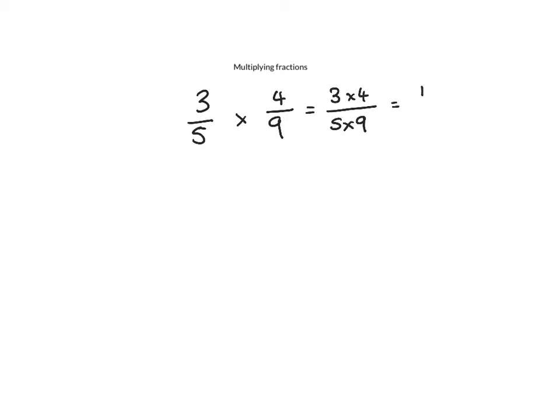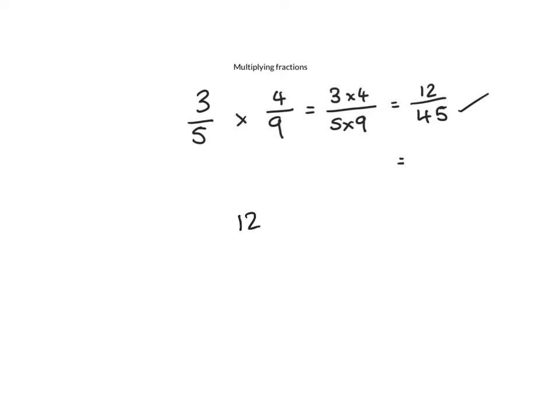And then work it out. 3 times 4 is 12 over 5 times 9, 45. And that's your answer. That's tick, correct. The thing you might want to do, though, is simplify your fraction. So to simplify your fraction, we're looking for a number that goes into 12 and into 45. So I know that 3 goes into both of those.